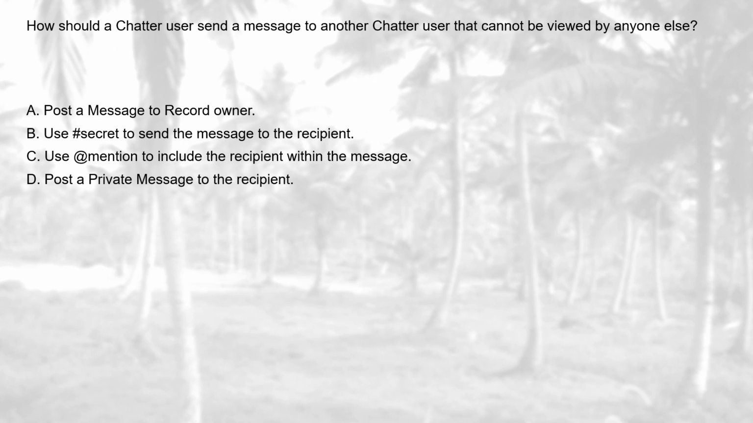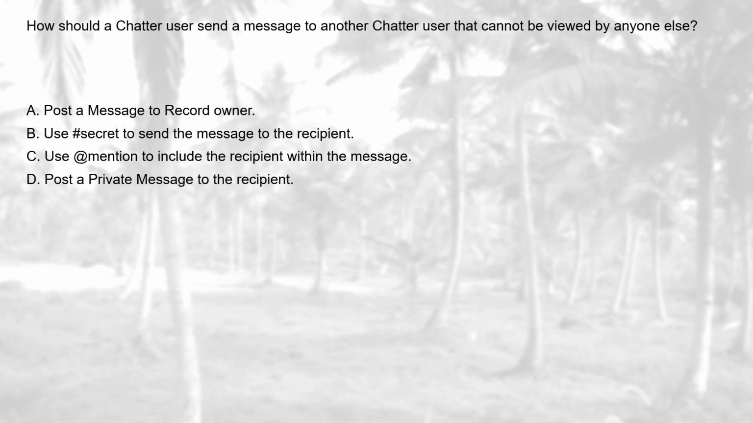How should a chatter user send a message to another chatter user that could not be viewed by anyone else? A, post a message to the record owner. B, use #secret to send the message to the recipient. C, use @mention to include the recipient with the message. D, post a private message to the recipient. So the first one we have is post a message to the record owner. Maybe the record owner isn't the person you want to send the message to.